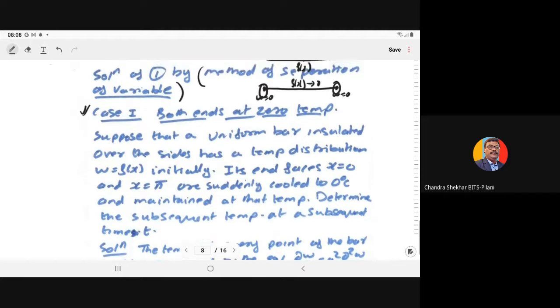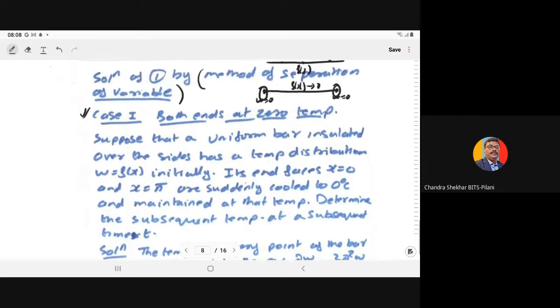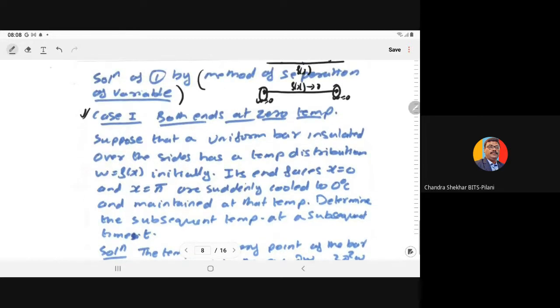So you have to determine how the heat will flow throughout the rod at different positions at different times. In this case, at x equals 0, W is equal to 0; at x equals pi, W is equal to 0; and at t equals 0, W is F(x), which is given to you.